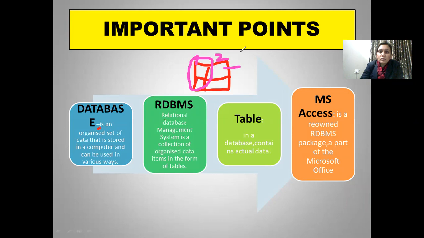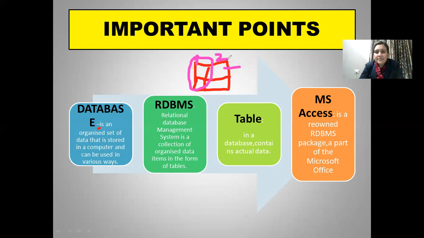And what is a row? Row, my dear students, is horizontal. This is a row. Is that clear? So this is a row. A table can have as many rows and as many columns depending on the information that they are going to feed in that particular table, right?